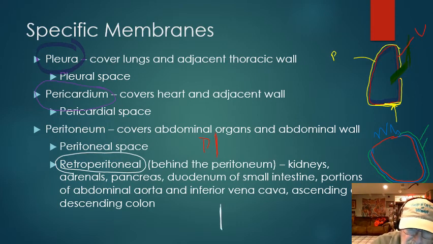So if this is the backside of the abdominal wall, and I had the aorta sitting right here, the peritoneum would come over the top of it and tack it to the backside of the abdominal wall. So it's stuck back there. Same thing with the kidneys, same thing with the tubes that lead from the kidneys to the bladder, called the ureters. They're all what we call retroperitoneal.